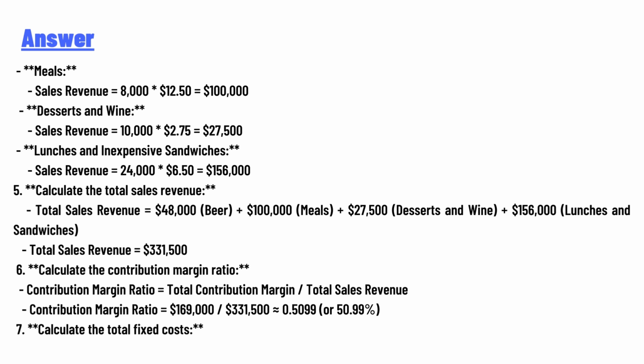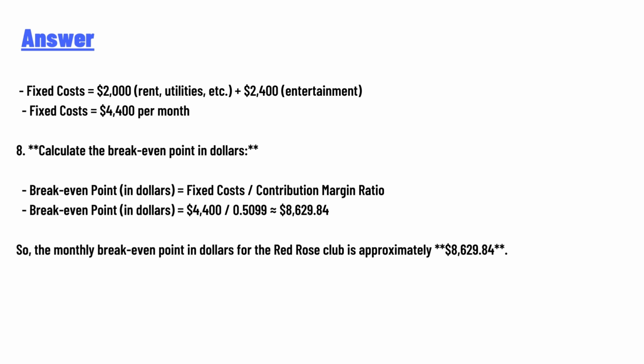Calculate the contribution margin ratio. Contribution margin ratio is equal to total contribution margin over total sales revenue, which is 1,69,000 over 3,31,500, approximately 0.5099. Calculate the total fixed cost. Fixed cost is equal to 2,000 plus 2,400, which is equal to 4,400 per month. Calculate the break-even point in dollars. Break-even point is equal to fixed cost over contribution margin ratio. Break-even point is equal to 4,400 over 0.5099, approximately 8,629.84. So the monthly break-even point in dollars for the Red Rose Club is approximately 8,629.84.